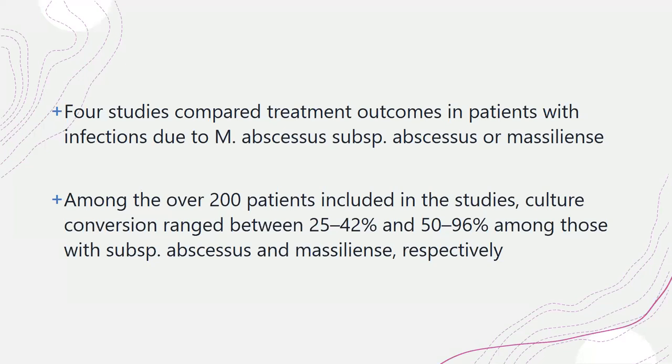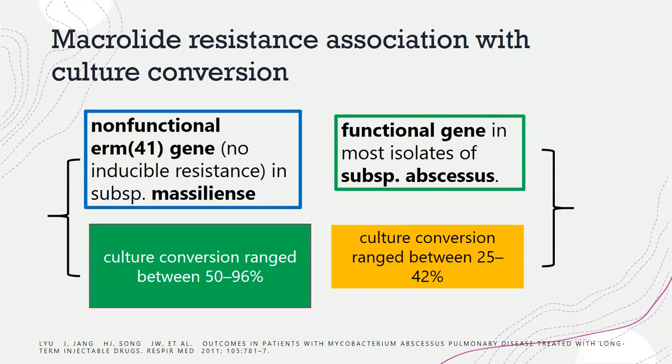So if you have subspecies abscessus, you have a lower culture conversion rate versus massiliense, which has a higher culture conversion rate. One of the reasons, which is very interesting, is the presence of the erm(41) gene. This is the gene that allows for resistance against macrolides. It is non-functional in the subspecies massiliense, and that's why you see culture conversion rates much higher in those patients with macrolide regimens versus patients infected with subspecies abscessus. They have a functional gene. It doesn't mean that all of them are resistant to macrolides, but they have inducible resistance, and that's why you often have much poorer culture conversion rates.